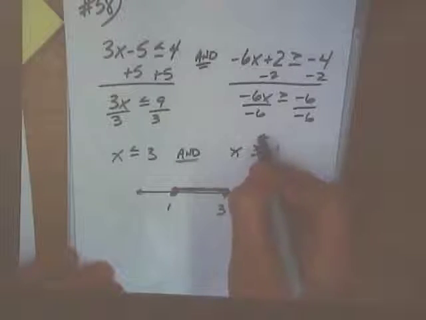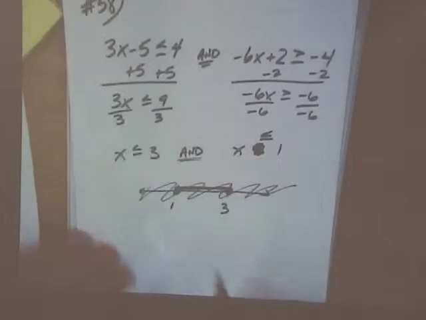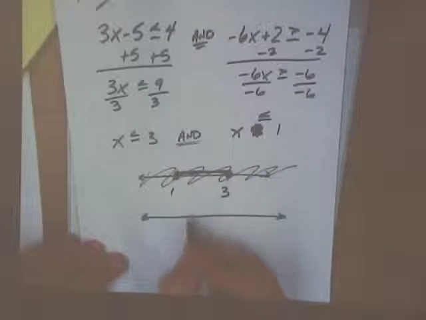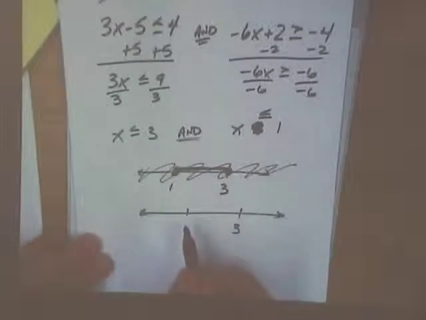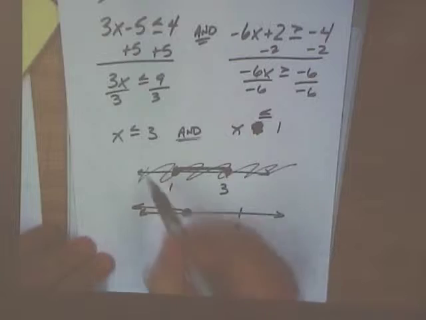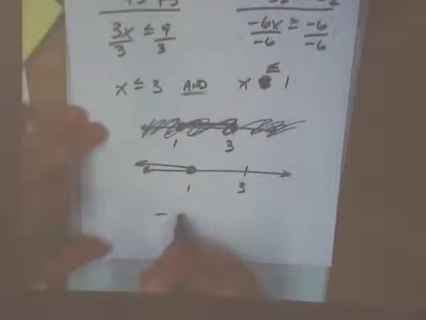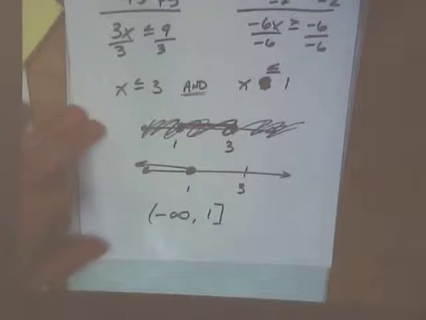Greater than, less than or equal to, right? Okay, so if you put this on a number line, it's less than the 1 and less than the 3. So since it's "and," it's what they have in common. So it would just be that part. Everybody okay with that? So in notation, it'd be from negative infinity all the way up to 1, including the 1.